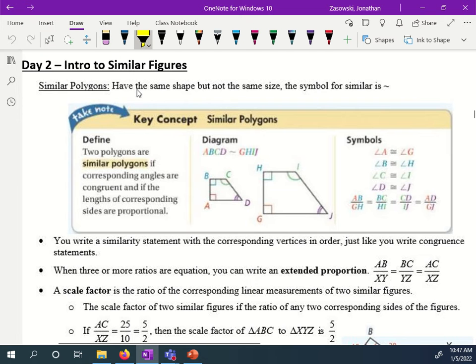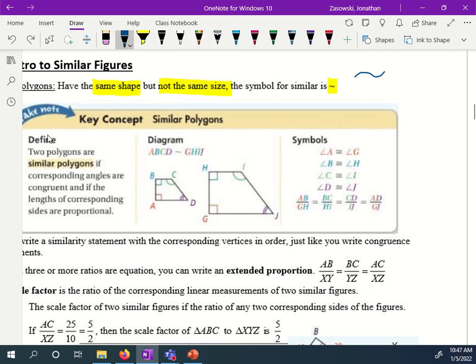Remember that similar means that they have the same shape, but they are not necessarily the same size. Okay, the symbol is this little tilde on your computer there. If you have it at home, it's right next to the number one. It's the top part of the congruent symbol, right? Remember congruence? We just do the squiggly part. That's the symbol for similar.